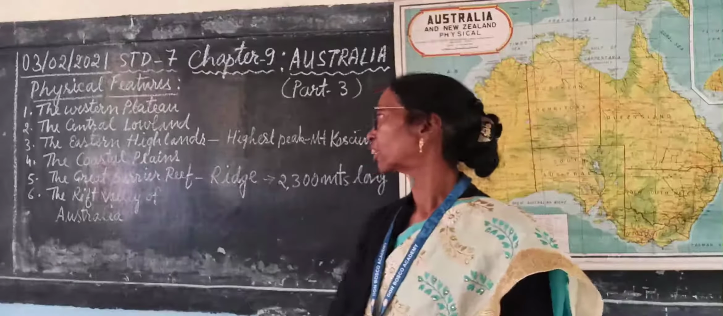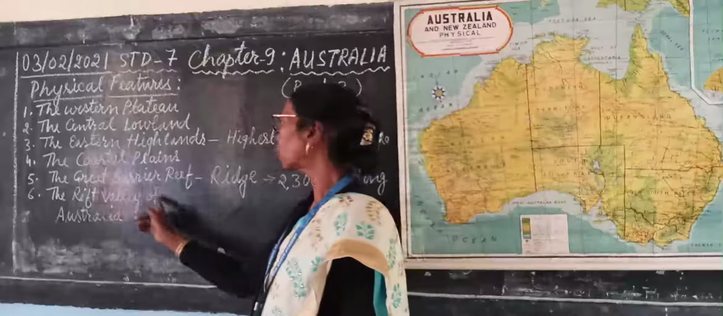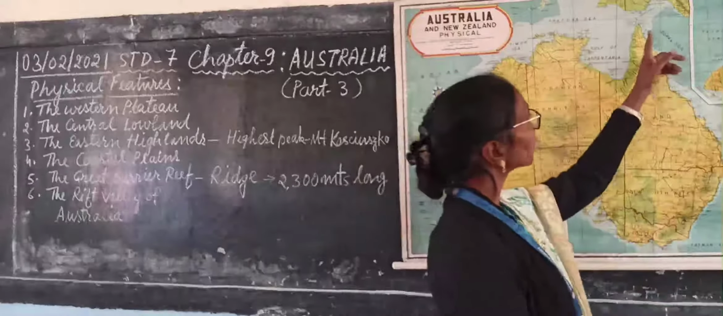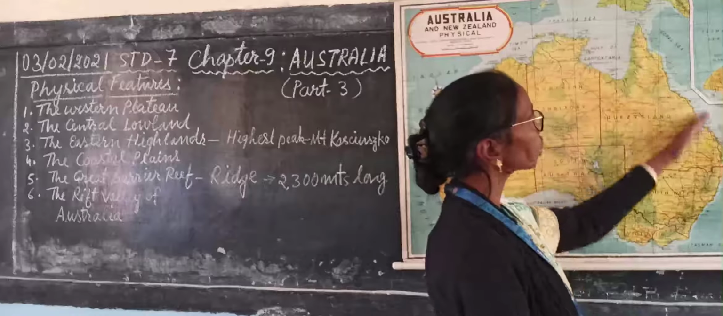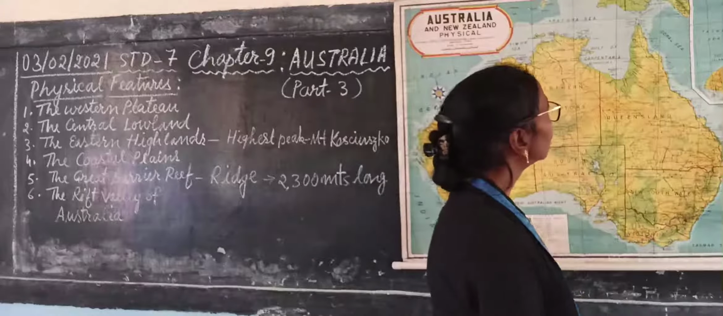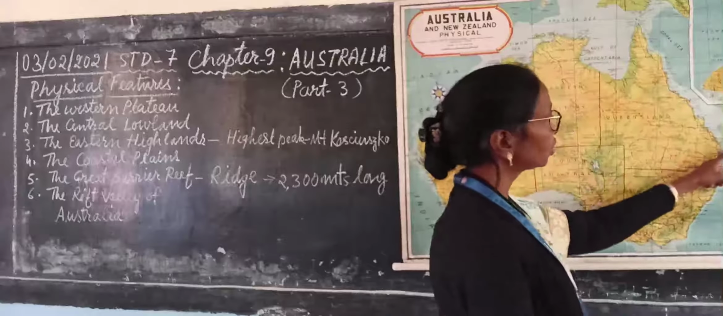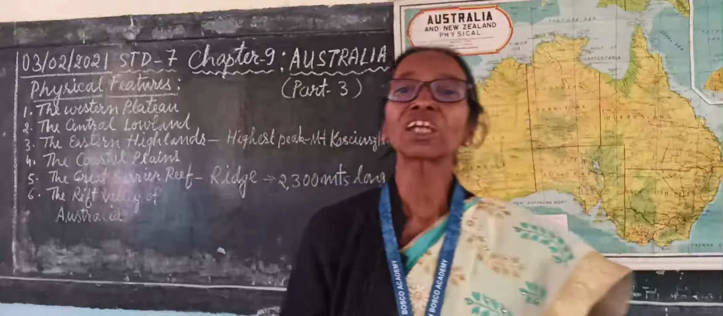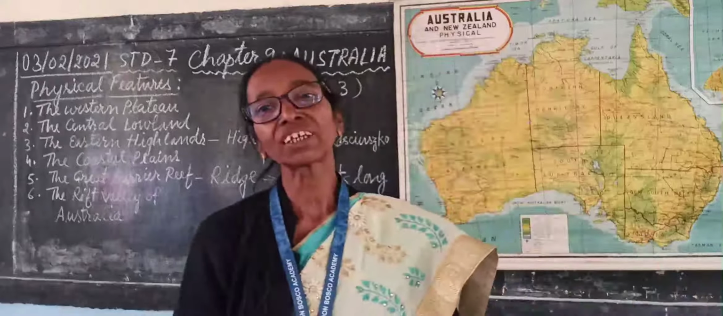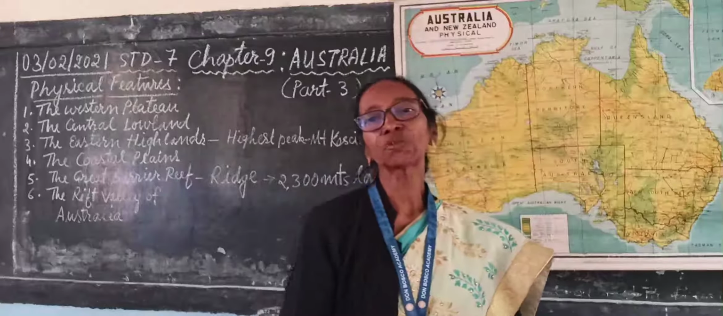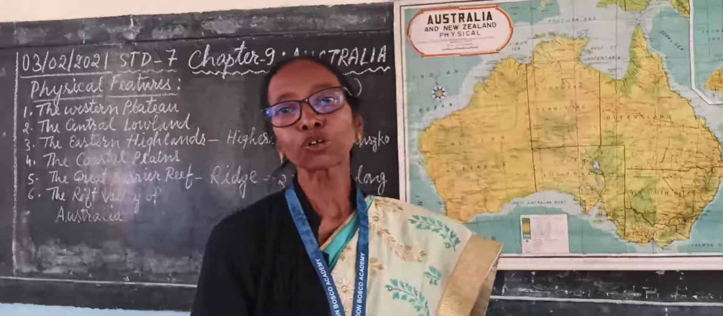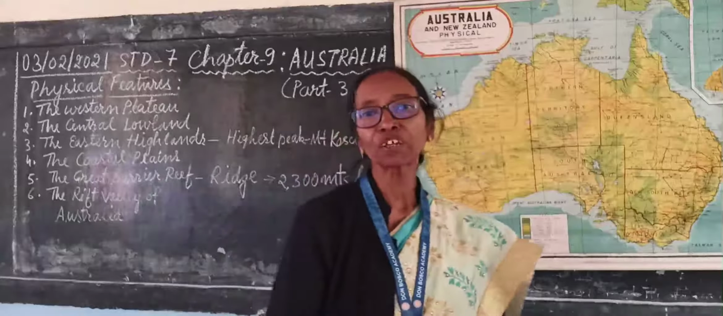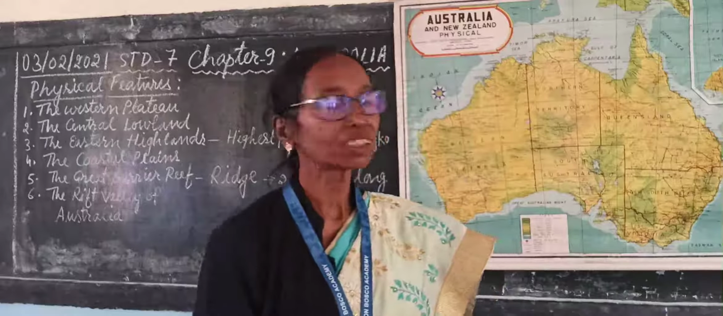The next important feature is the Great Barrier Reef. Where is it? Great Barrier Reef is located in the northeast part of Australia, north of the eastern part of Australia, parallel to the coast in the shallow sea. What is Great Barrier Reef? It is a long narrow ridge. A long narrow mountain is known as a ridge.